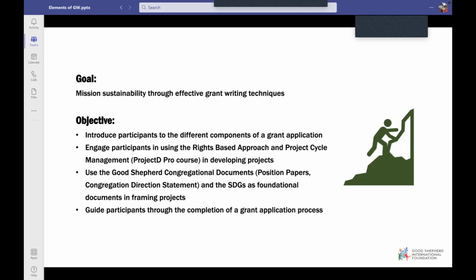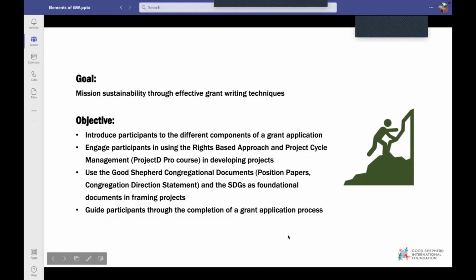Followed by that, we will also be looking at some of the important documentation, like the Good Shepherd congregational documentation, which is our position paper, our congregation direction statement, and then the SDGs as foundational documents in framing our projects. Why are we doing certain things? We have to look at this documentation on why we are submitting a proposal, or why we are looking into a particular thematic area. And last, guide participants through the completion of the grant application process.